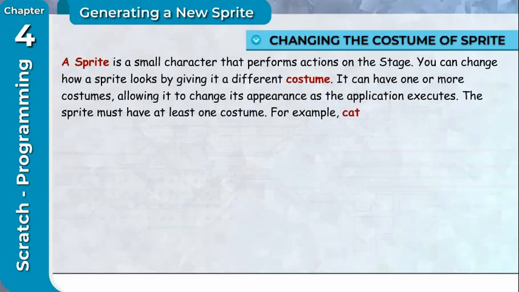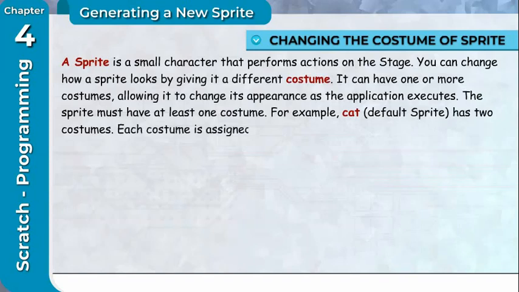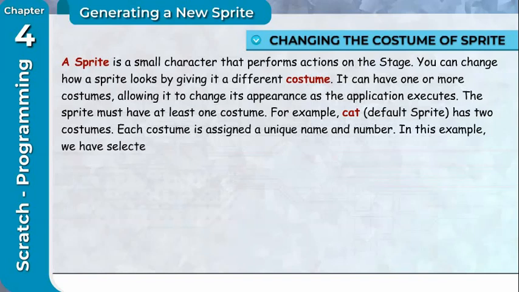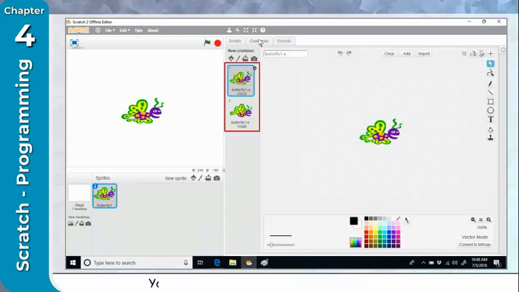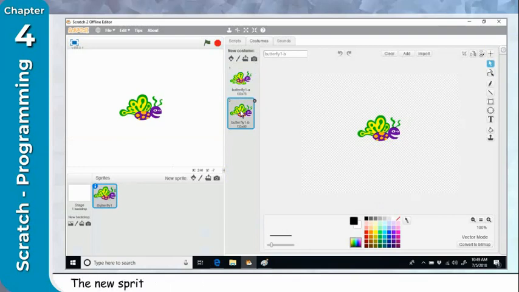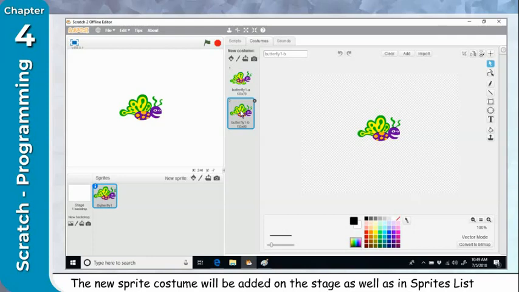For example, the Cat default sprite has 2 costumes. Each costume is assigned a unique name and number. In this example, we have selected Butterfly as a sprite. It also has 2 costumes. Click on the Costumes tab. You will see Butterfly 1A and Butterfly 1B costumes under the Butterfly sprite's costume list. Click on the Butterfly 1B costume. The new sprite costume will be added on the stage as well as in the Sprites list area.